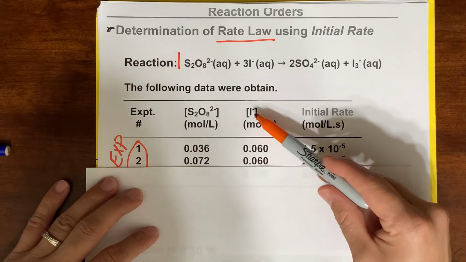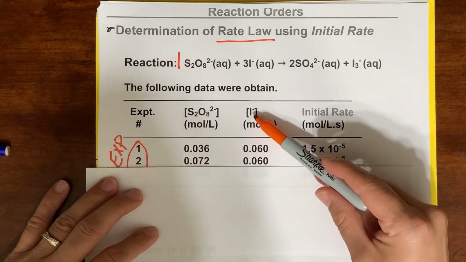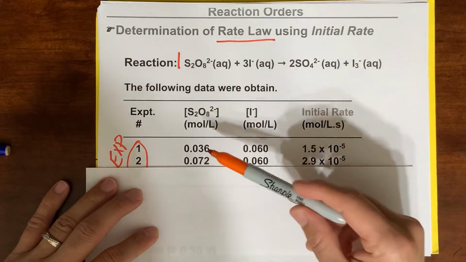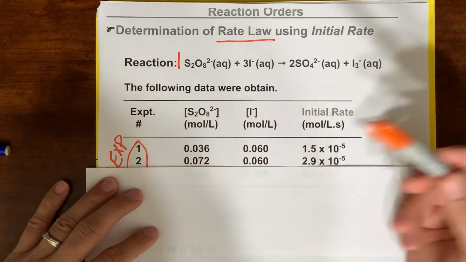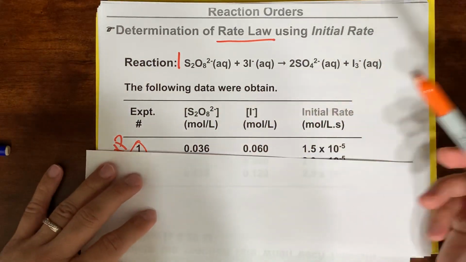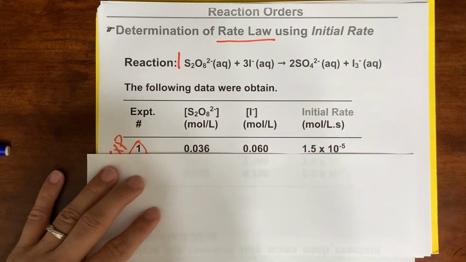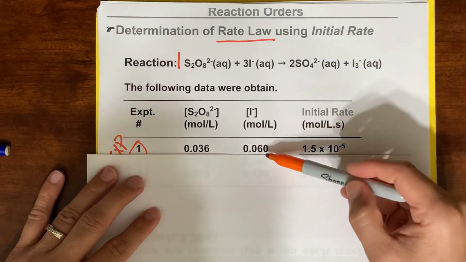You want to figure out the relationship with iodide. You need to keep S2O8 constant. So for example, this one, we go with 0.036, 0.060.